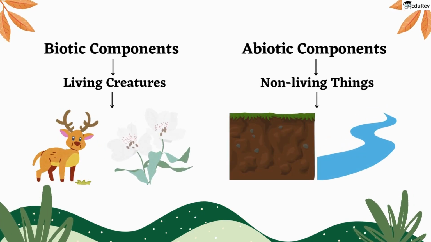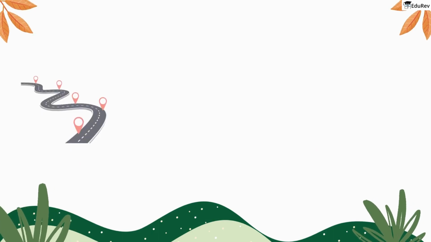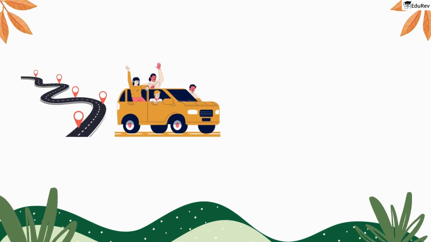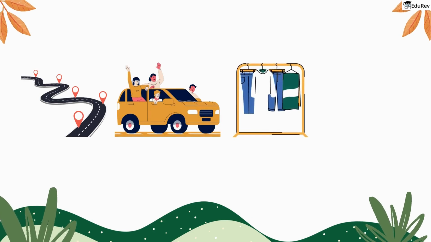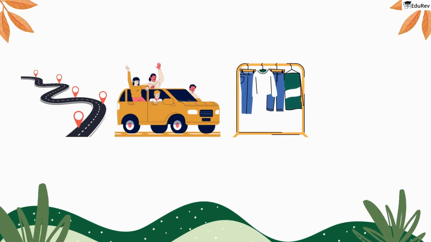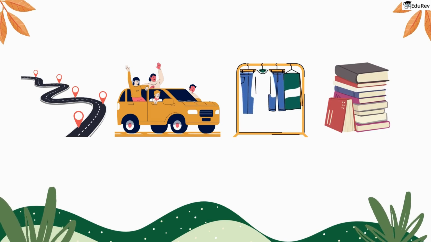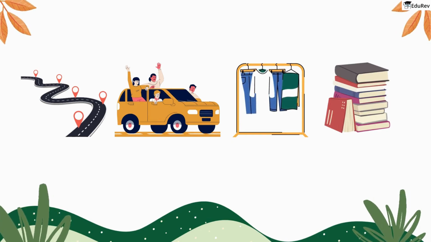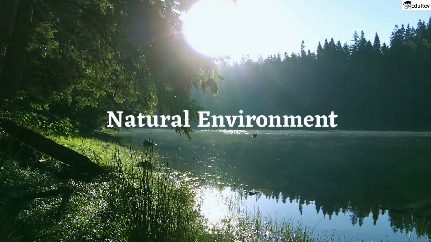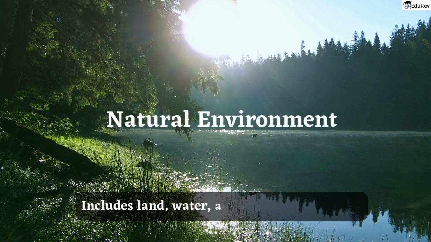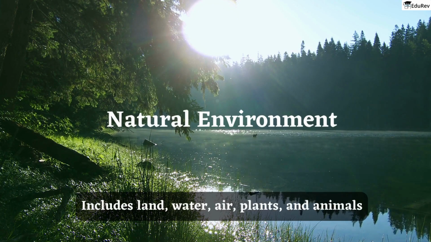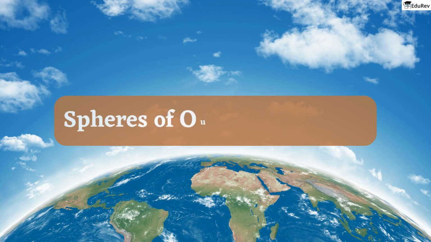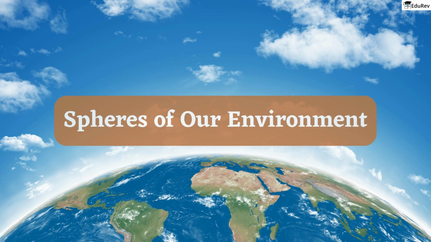But humans are pretty creative too. We have made roads to travel on, cars to help us get around faster, and even clothes to keep us warm and dry. And let's not forget about books, those amazing creations that let us learn and explore all sorts of new things. Let's start with the natural environment, which includes land, water, air, plants, and animals. So are you ready to learn about the amazing natural environment that surrounds us? Let's get started with the different spheres of our environment.